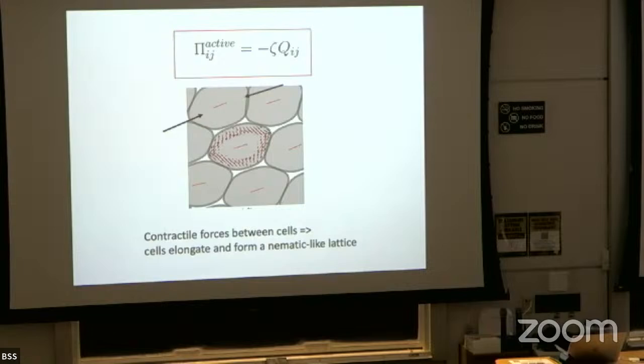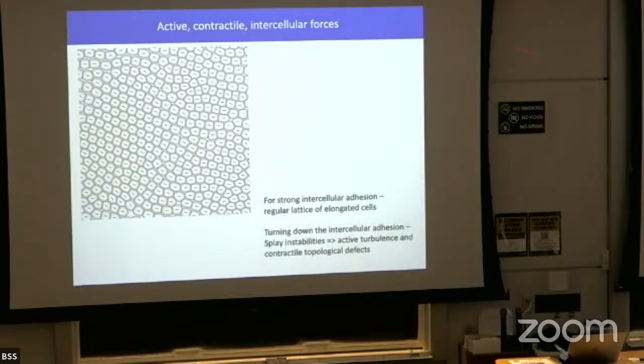Contractile forces between cells actually extend these things, and you get active turbulence. You get these things being extended and then tending to sit together in really nice nematic order, and then very gently you see the splay instabilities of active turbulence.